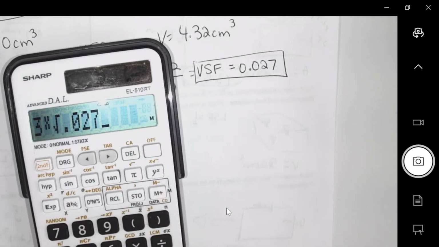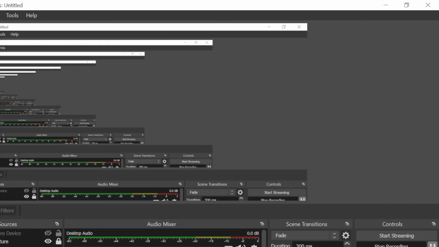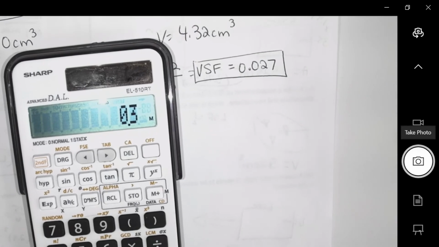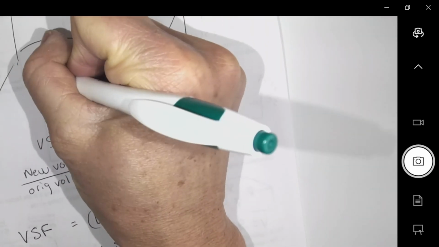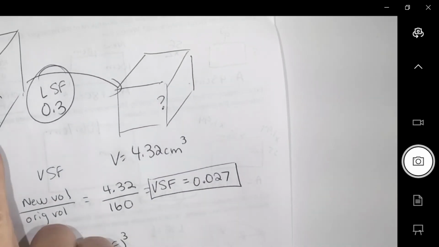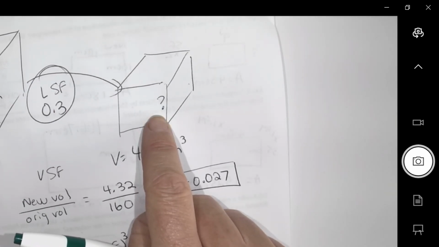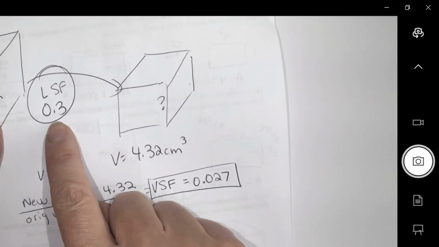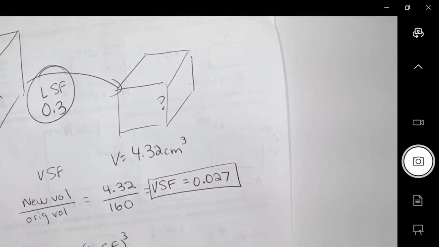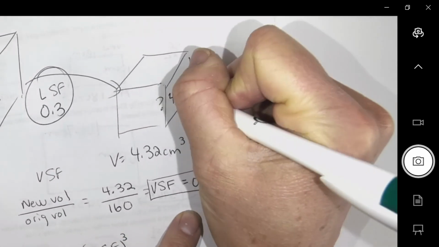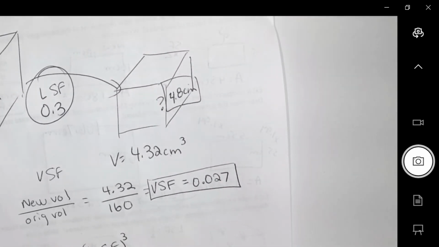Okay, cubed root. I'm going to walk around, see if you... Okay, so we get the cubed root is 0.3. So that is the linear scale factor. So the final answer is, what height is this shape? So you're going to go 16 times 0.3. So 4.8 centimeters is the new height, because it reduced, right? 0.3, scale factor, reducing something.